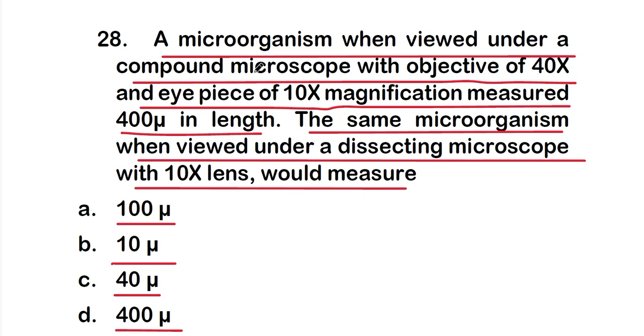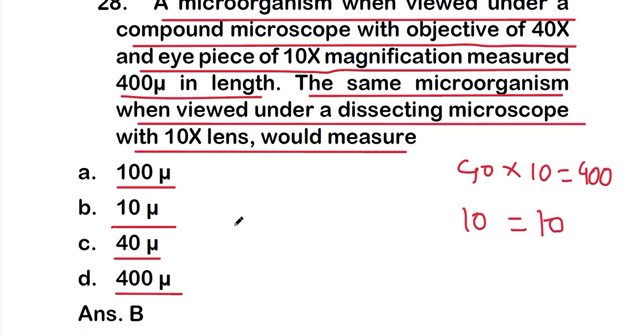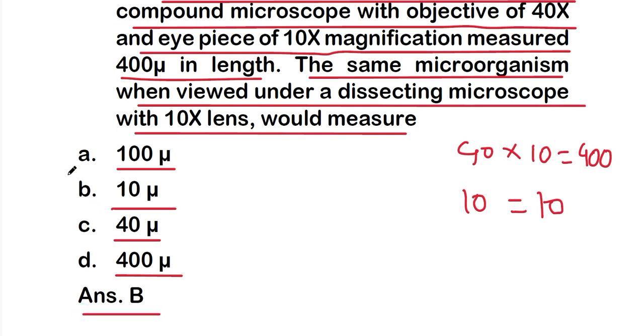So when we observe in the compound microscope, the objective is 40 and the eyepiece is 10. So total magnification is equal to 400 magnification. By this 400 magnification, the microorganism's length is 400 micrometers. So when the magnification is 10x, that time we will see that microorganism. So total magnification is 10. So what will be the length? That will be 10 micron. So the right answer will be option B, that is 10 micron.